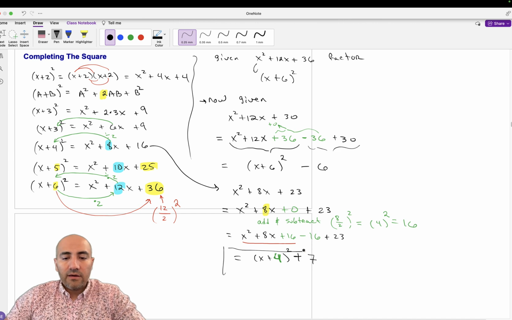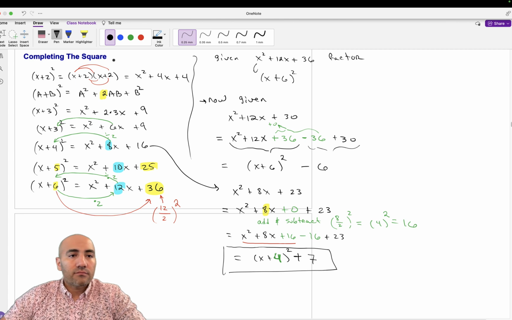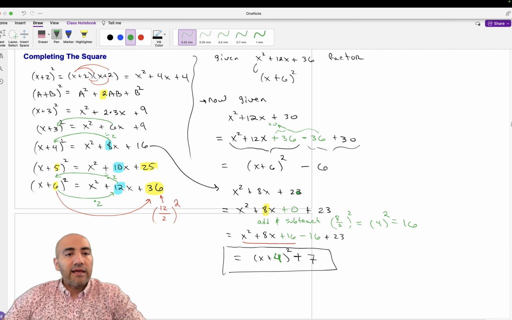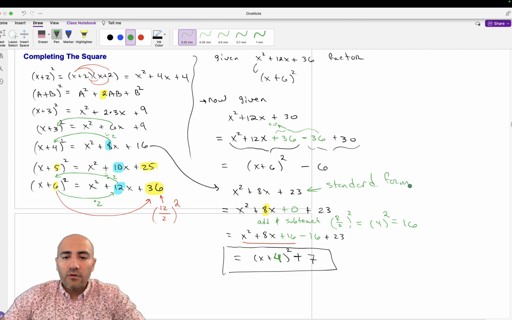And there you go. That would be how we use completing the square to rewrite this into this form, right? Notice, by the way, that this is now in vertex form. We go back to the definition of quadratics. This one fits the standard form. And now this fits the vertex form, where -4 is the h and k is a 7.